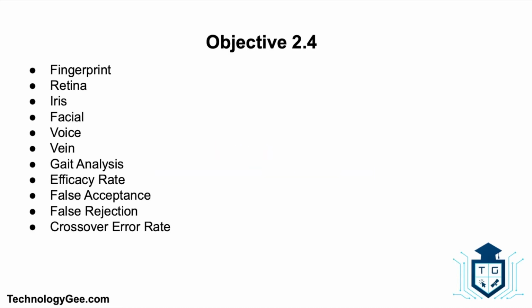In this video, you're going to learn about various biometric authentication methods such as fingerprint scans, retina scans, iris scans, facial scans, voice recognition, finger vein biometrics, gait analysis, efficacy rates, false acceptance ratio, false rejection, and crossover error rates.